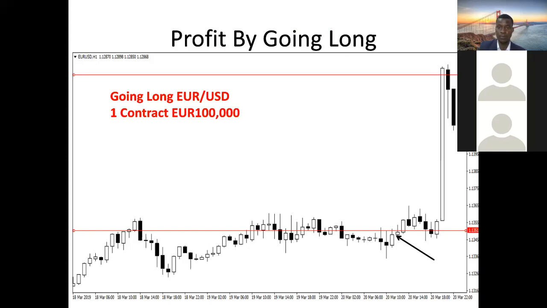Okay, so when you get your charts, this is a chart for Euro USD, for example. And let's say you want to trade Euro USD, whether you want to buy or sell. So for this example now, you are buying. And you want to buy one contract, that is, you want to use a standard lot size. You want to buy one contract, which is 100,000 USD.